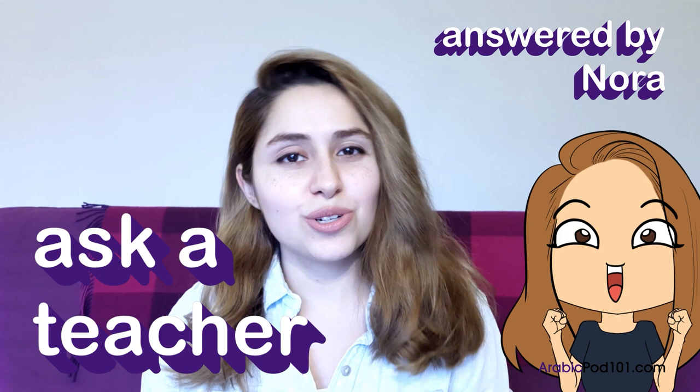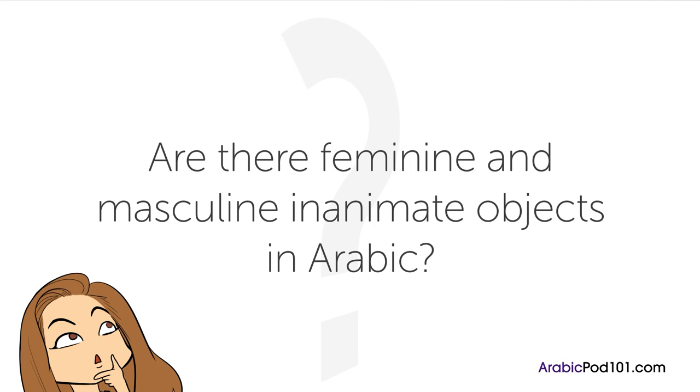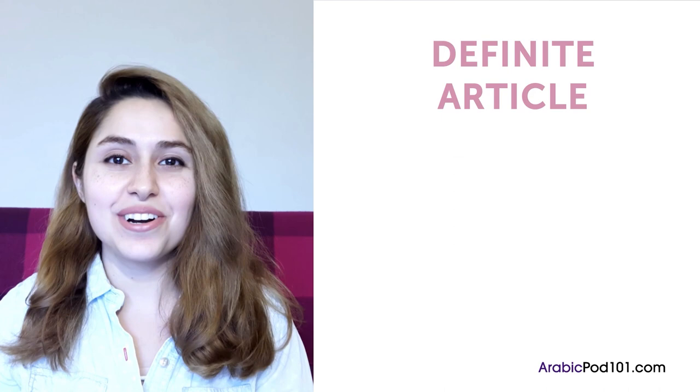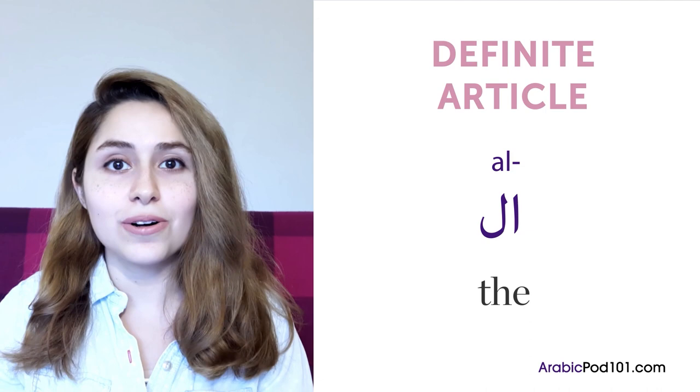The question for this lesson is, are there feminine and masculine inanimate objects in Arabic? Well, I have some good news and some bad news. The good news is that unlike French and Spanish, Arabic doesn't have gender-specific articles. Yay! In Arabic, we use the definite article al for both genders, and there is no indefinite article at all. Double yay? There is more good news.